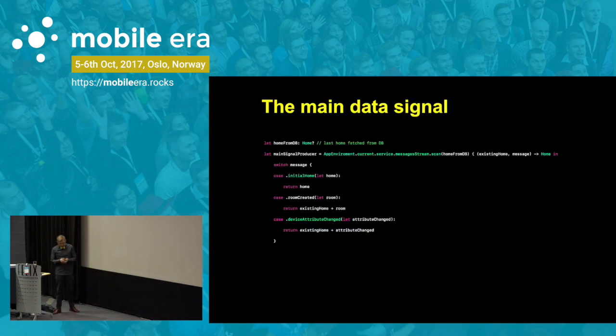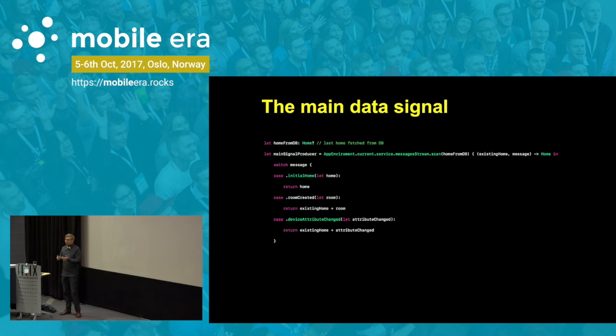So here's actual code from our app. I hope you can read it. We have the home from the database. That's an optional value, of course. It can be nil or it can be a home. And then we set this stream from our service. It just takes the messages from the server-sent API and serializes them to actual message objects, which we get here. And the message object is an enum, which switches on the different kinds of values it can have.